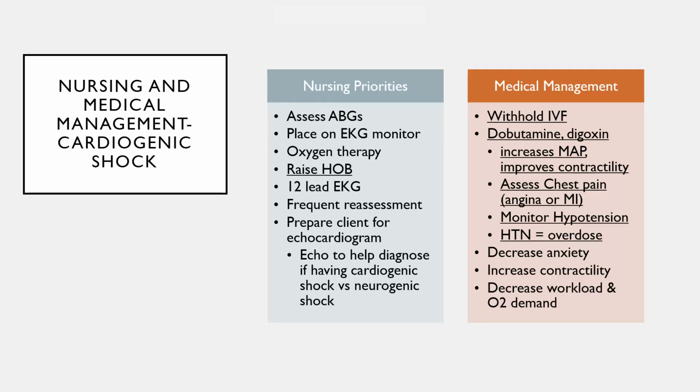Medical management, we're not giving them fluids. Withhold those IV fluids. It is not a fluid level issue. It is the heart's broken. Dobutamine, digoxin. So these both are going to increase the heart rate, but also help with contractility. You're going to assess for chest pain, monitor for hypotension, and if they do have hypertension, that means that we've given too much of those drugs. We're going to decrease that anxiety, increase contractility with the drugs, and decrease the workload and oxygen demand. So kind of help the heart out, get that blood pumping.